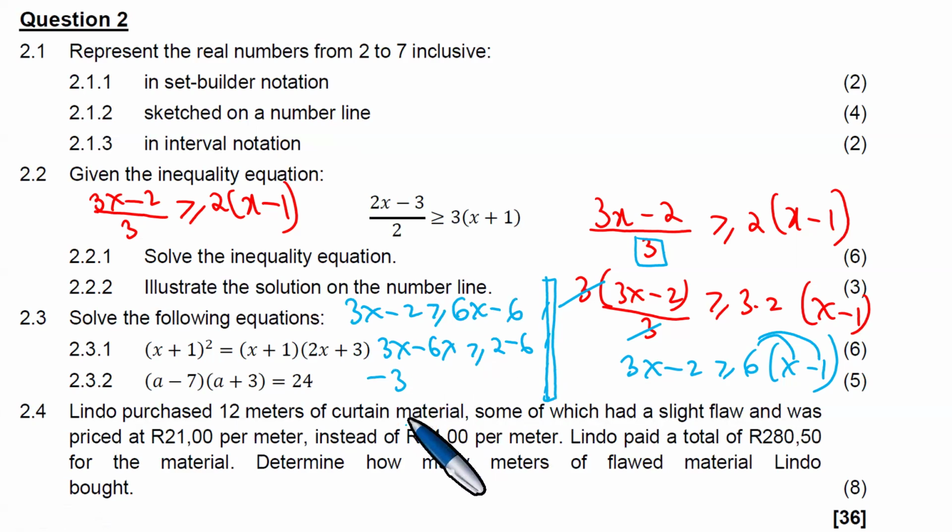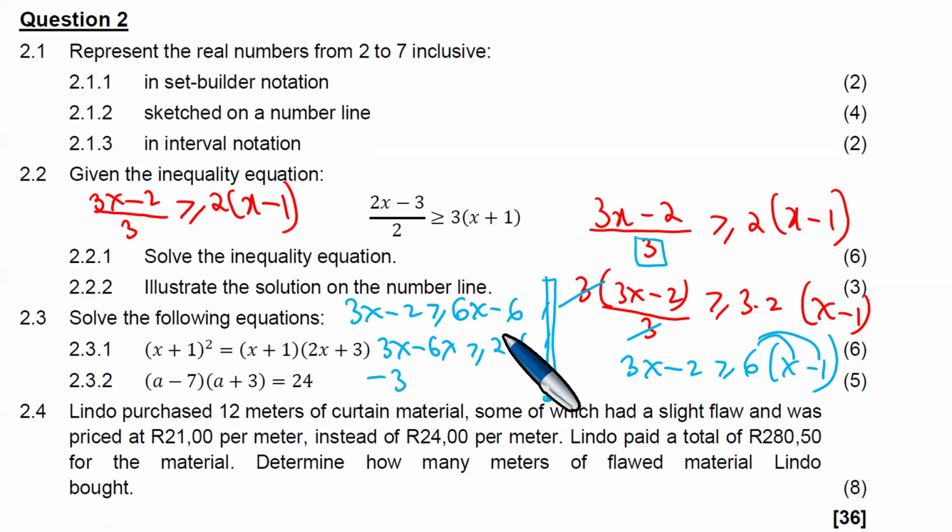Can I stop you there? The reason we are moving them is because of collecting like terms. By collecting like terms, we want to make sure that all the terms in x are on one side and the constant numbers are on the other. So we continue.